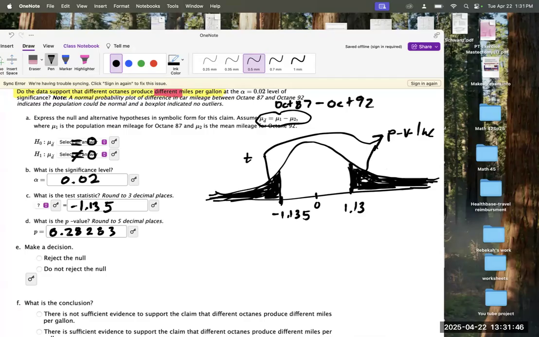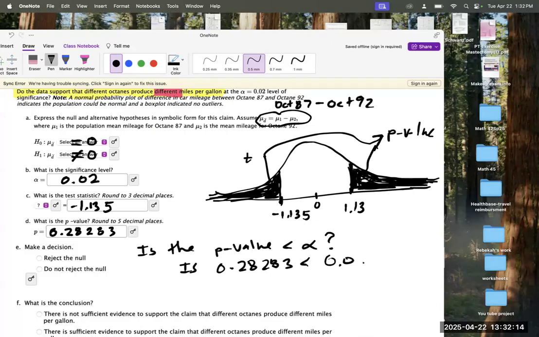Okay, next. We have to make a decision. We ask ourselves, is the p-value less than alpha? So is 0.28283 less than 0.02? And the answer to that is no, it's not. So we fail to reject the null hypothesis. So that's our choice there in part E.